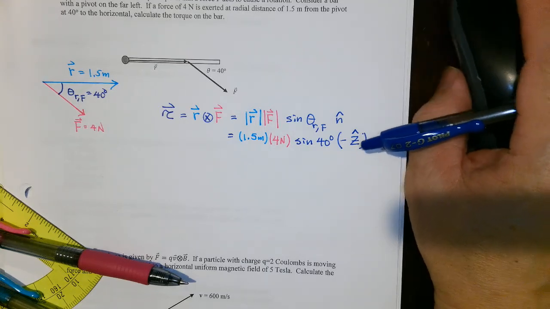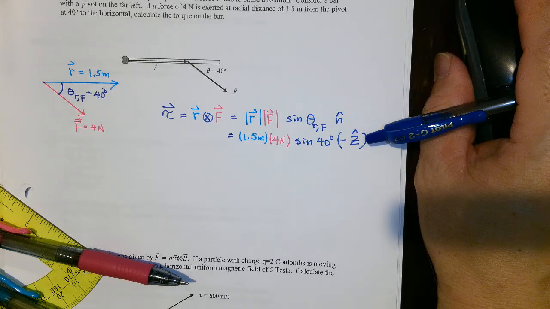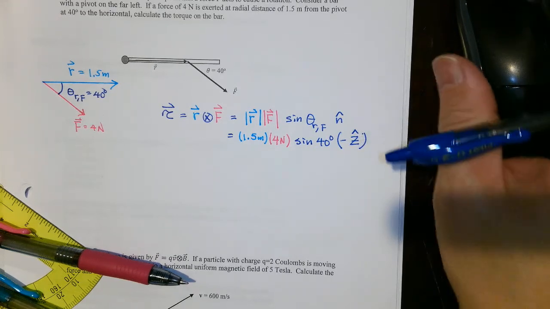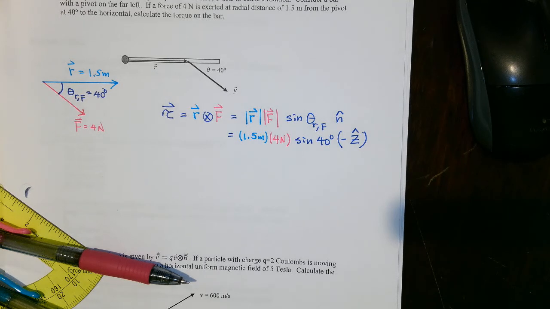You have a question? Yeah. So does it not matter that they're different units? Like one is 1.5 meters and the other is in newtons? Correct. It doesn't matter. They don't have to be in same units. All right.